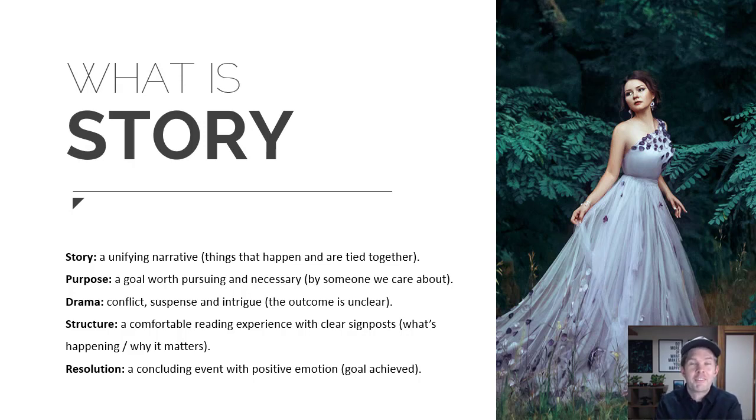So let's start. The first part is just what is story. I've come up with 5 basic elements that I think every good story needs. The first one is a unifying narrative, which is what a story really is. Things that happen, but by unifying narrative, I'm going to say also things that are tied together. So it's not just a whole bunch of random events that happen to a person. All these events are linked somehow. They're tied into one quest or adventure that has a beginning and an end. There's something linking it all, and I'll go into that more a little bit later.